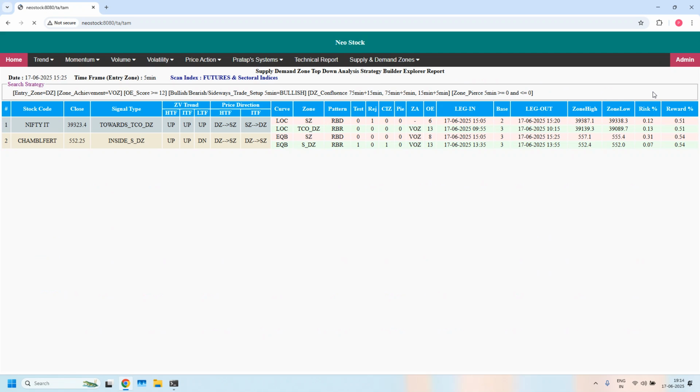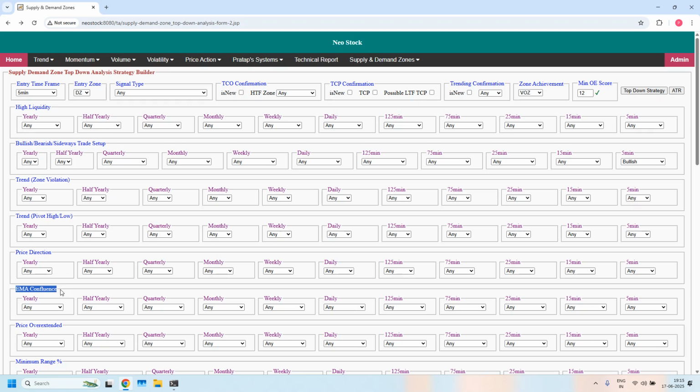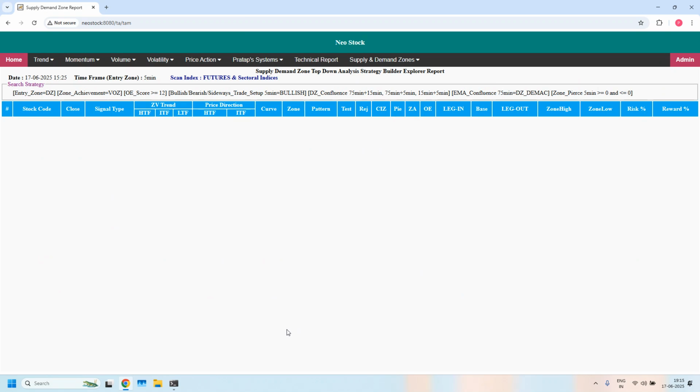With all the 3 filters, we got 2 stocks. In these 2 stocks, these 5 minutes demand zones are overlapped with 15 minutes demand zone. Both together again overlapped with 75 minutes demand zone. And 75 minutes trend is up in both stocks. Let's check if any of the 75 minutes demand zones are having daily EMA confluence. None of them are having daily EMA.